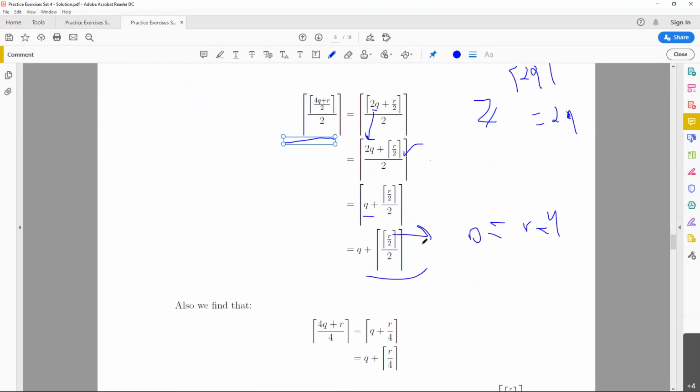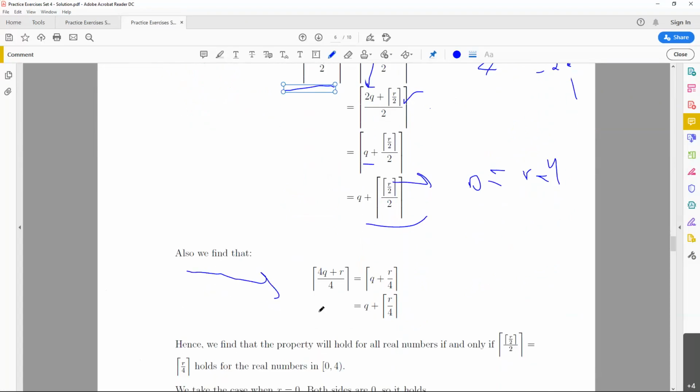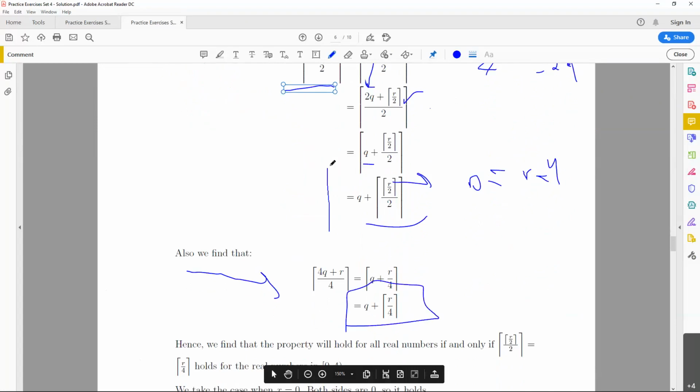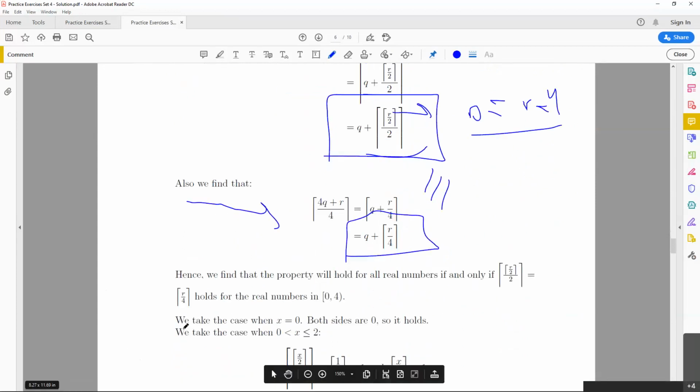So if r was less than 2, it will make a difference if r was greater than 2. On the right-hand side, we got this. So now you have to ask yourself, are these equivalent? You have to run through all the cases in R. Let's see how they did that.